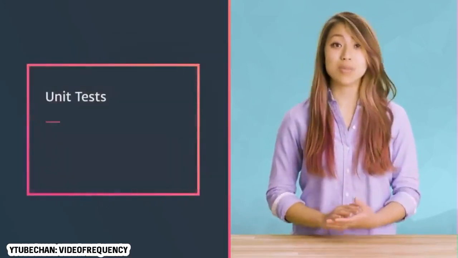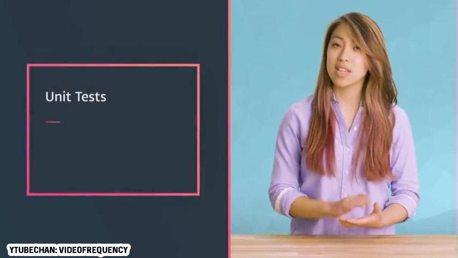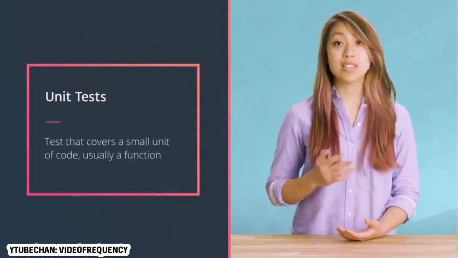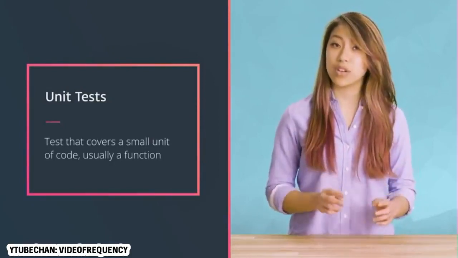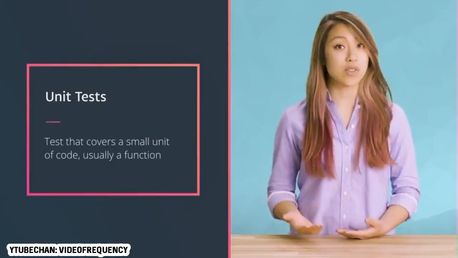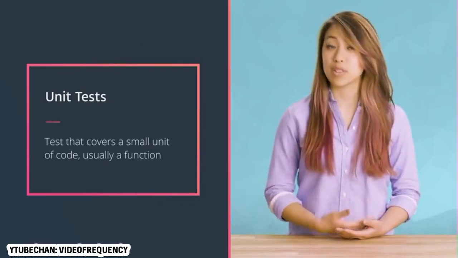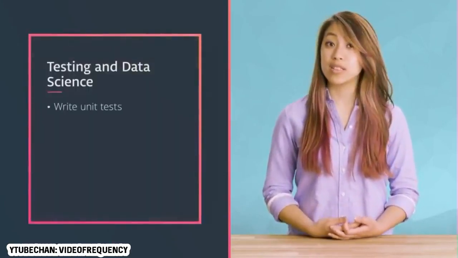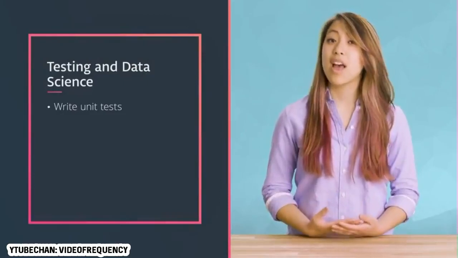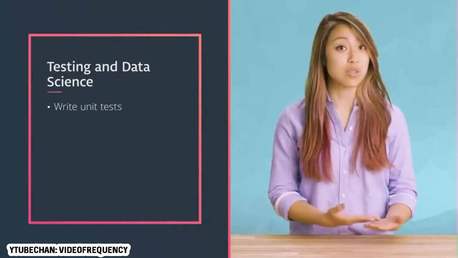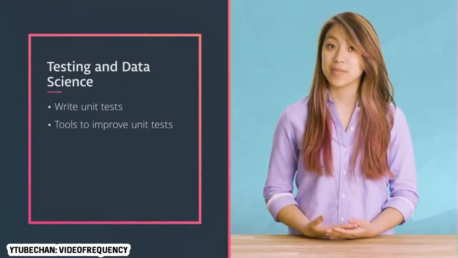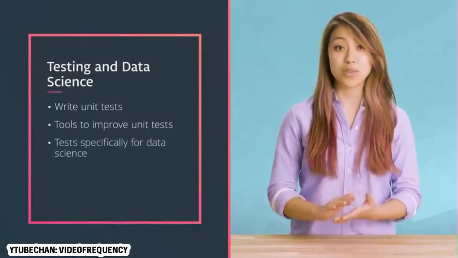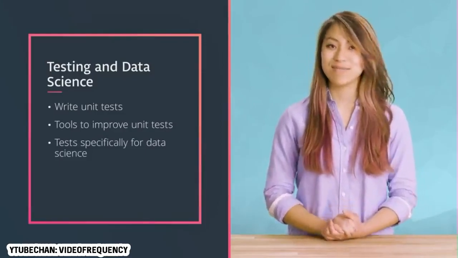For now, we will get some practice writing tests, specifically unit tests. A unit test is a type of test that covers a unit of code, usually a single function, independently from the rest of the program. First, you'll learn how to write unit tests in plain Python, and then how we can use additional tools to make them better. Finally, you'll see examples of types of tests you'll see in data science.